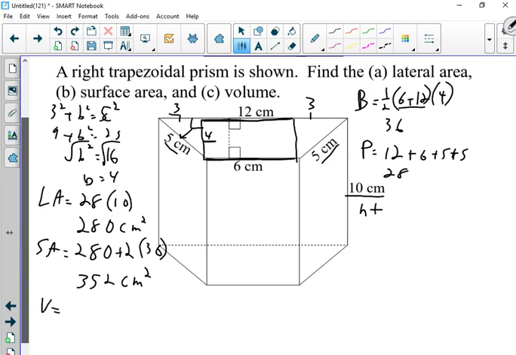And our volume is going to be the area of the base, which we said was 36, times the height, which is 10, 360 cubic centimeters. Again, because it's a 3-dimensional object, and the volume is the space inside. And that's it.